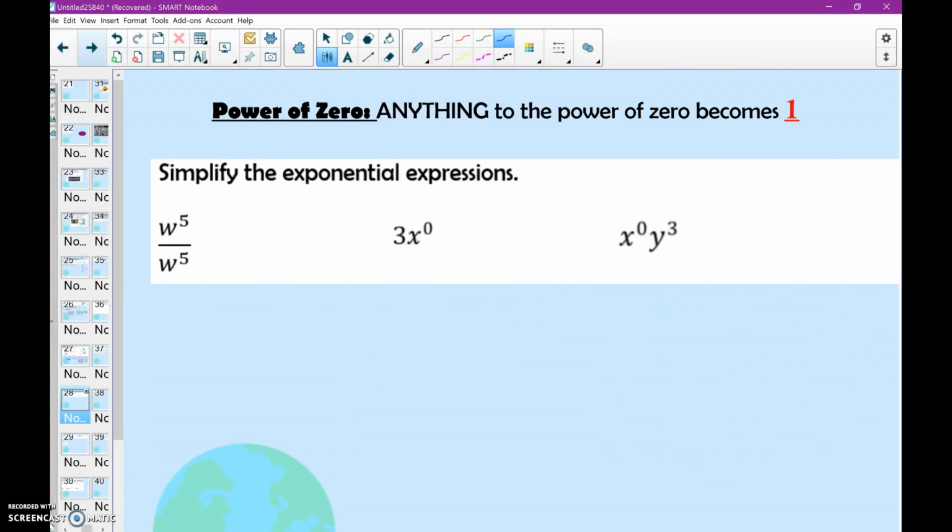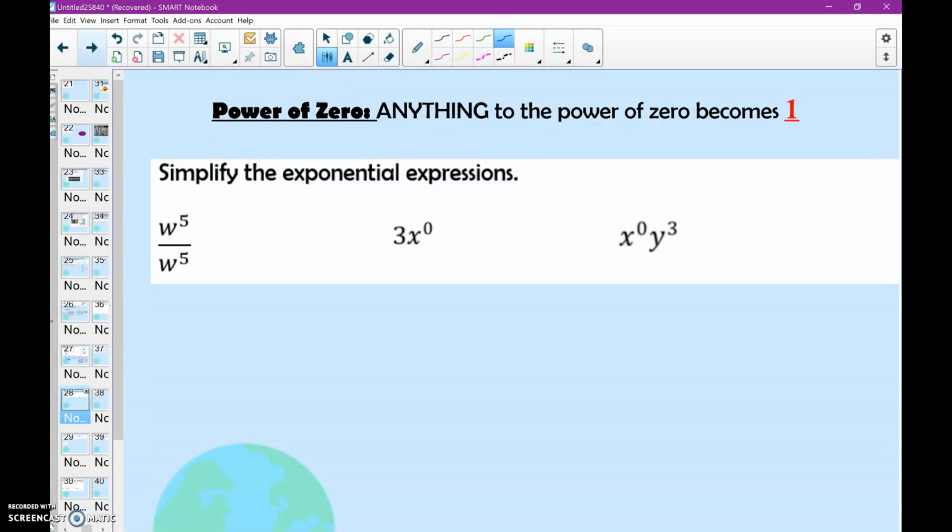We're going to go into the zero section now. So this one's kind of tricky. Anything to the power of 0 becomes 1, not x to the 1. Okay, just the number 1. No x's, no exponents, just 1 by itself.